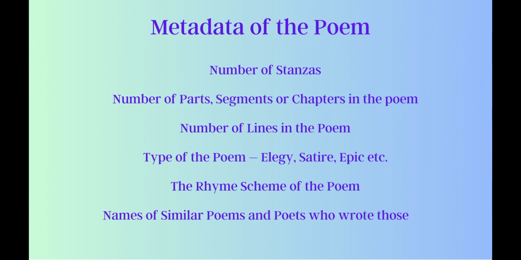About the poem, we'll also include things like number of stanzas, number of segments, number of lines if this is a short poem or very famous poem, and also the type of poem, the rhyme scheme of the poem, and names of a few other poems on this subject or about this theme, and also the names of other poets who shared the age with the poet. That will help you in analyzing, interpreting and studying the poem as a whole in the later stages as you study the poem.